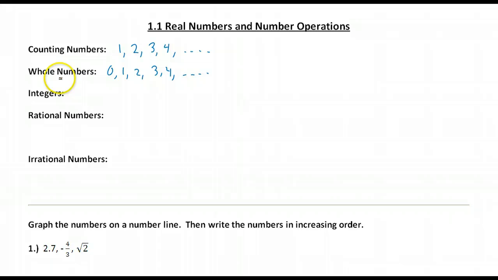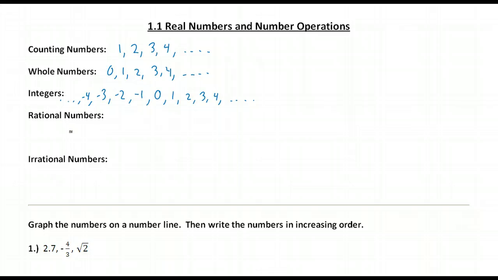The integers take the whole numbers and all of their opposites. So we have 0 and 1 and 2 and 3 all the way up to infinity. But then we also have the opposite of 1 and the opposite of 2, all the way down to negative infinity.